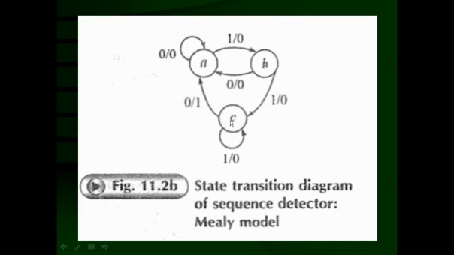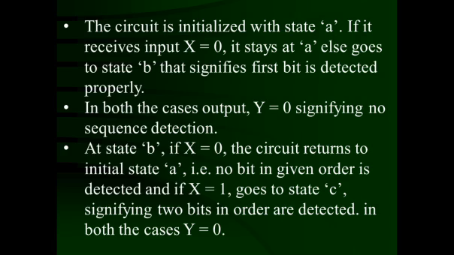But if it is in state C and it receives the 1, that means the sequence is 1 1 1, and it is still not detected, but it is possible that if a next 0 comes, the sequence can be detected. So it will reset into the state C only. So if it is 1, it starts from C and terminates into C, but still it is waiting for the sequence to be detected, so output Y is 0. This way the state transition diagram of the sequence detector circuit using Mealy model can be obtained.